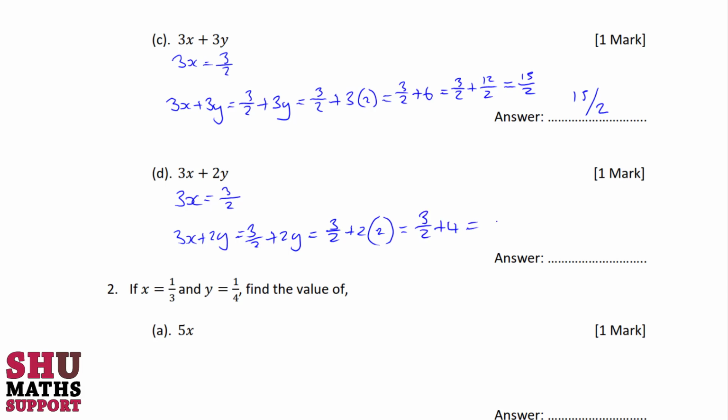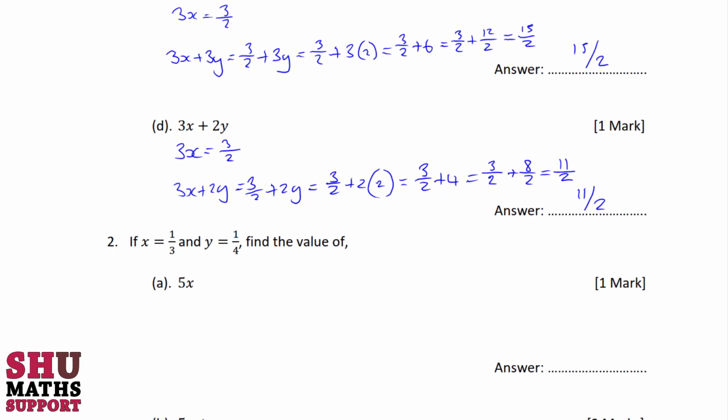And then we need the denominators to be the same to be able to add the two numbers together. So 3 over 2 plus 4 is the same as saying 3 over 2 plus 8 over 2. And then since the denominators are now the same, 8 plus 3 is equal to 11. So we have 11 over 2 as our final answer. So we'll put that on our answer line.